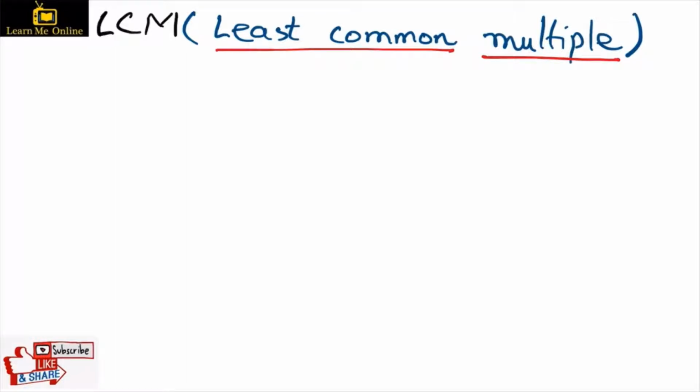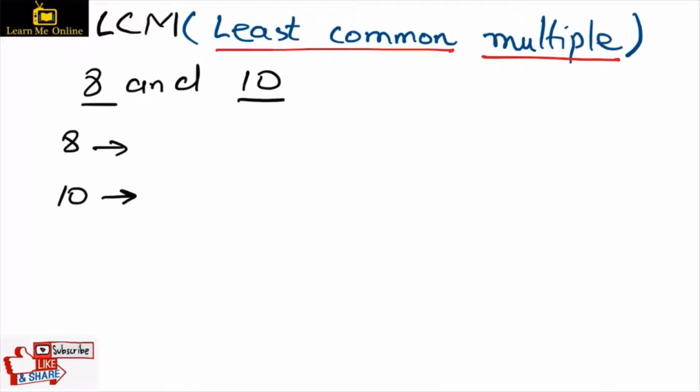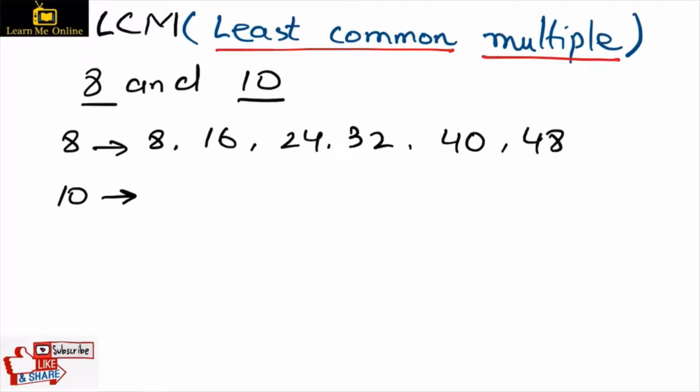The first example has the numbers 8 and 10. We are finding out the least common multiple between 8 and 10. We're going to begin by writing down the multiples of 8 and the multiples of 10. The multiples of 8 would be 8, 16, 24, 32, 40, 48. I'm going to list some of the multiples of 10 as well: 10, 20, 30, 40 and 50.